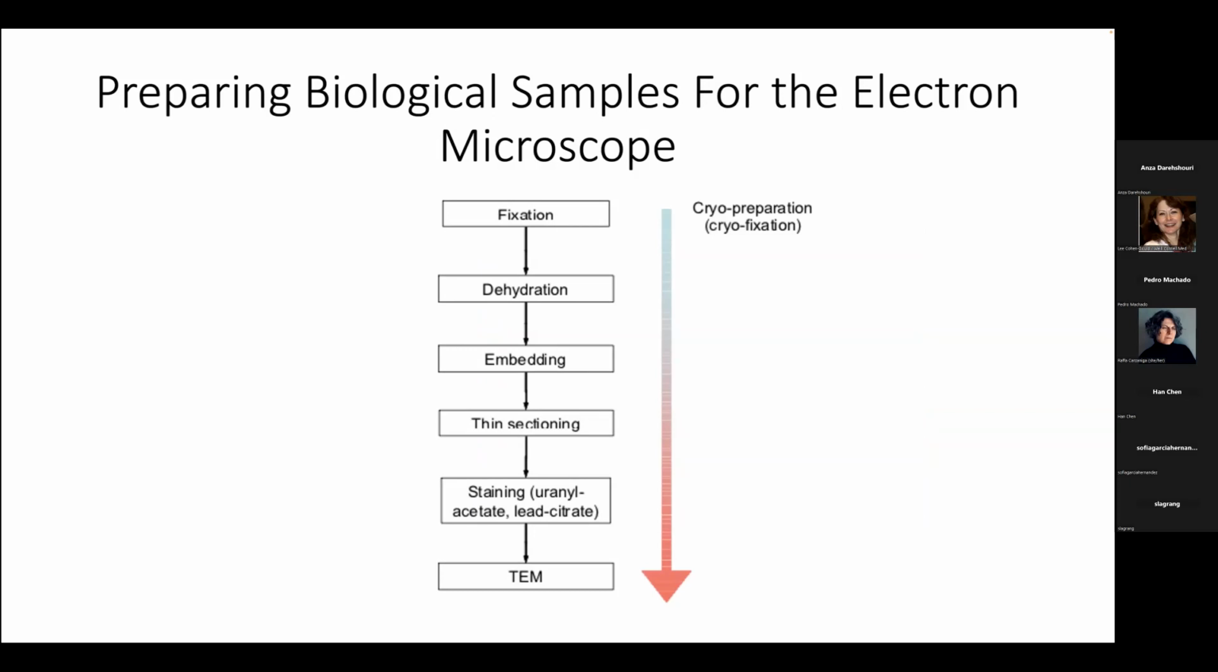And you have to run through these steps. You have to fix it somehow. You have to then remove kind of the aqueous water to get it ready to go into the vacuum of the electron microscope. Typically, you have to embed it in something. If you're doing plastic, you could go directly to the EM now with cryo. Then you have to section it, maybe post-staining it, and then eventually look at it.